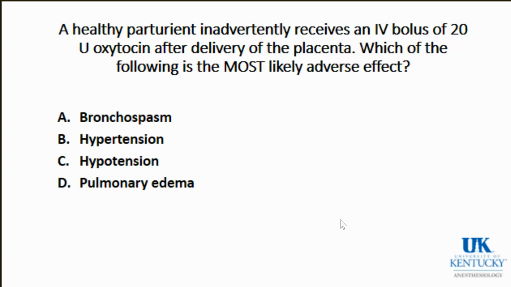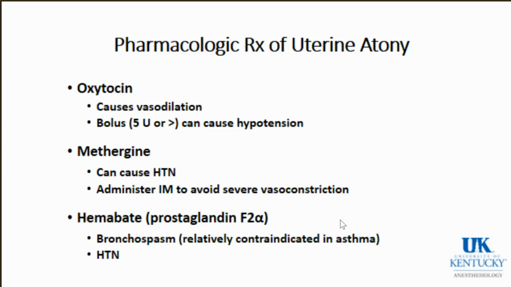You have another healthy woman who's just gotten 20 units of Pitocin, but the person's new to OB and forgot that you don't give it as an IV bolus. So which of the following is the most likely adverse effect of that 20-unit bolus of oxytocin? And it's going to be hypotension because it does cause vasodilation, and especially if you give it as a bolus.